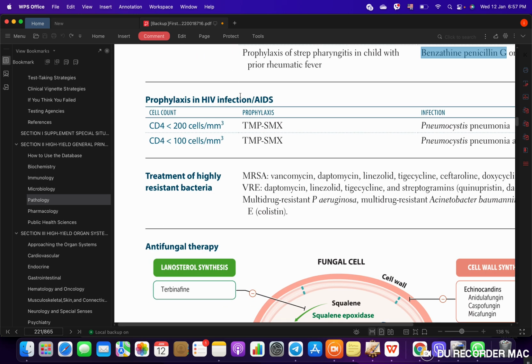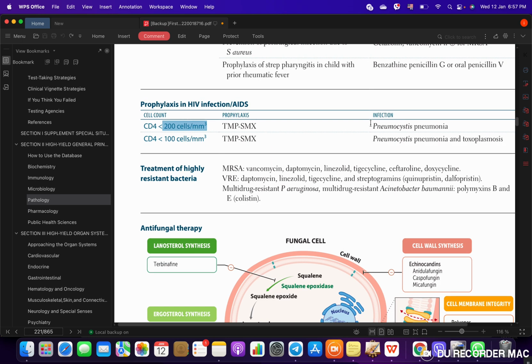Prophylaxis in an HIV infection or AIDS infection. If the CD4 count was less than 200, you must be afraid of pneumocystis pneumonia, leading to TMP-SMX. Guys, if they give you a question about a CD4 count of 150 and they ask, the patient got a pneumonia, most likely this pneumonia is due to what?